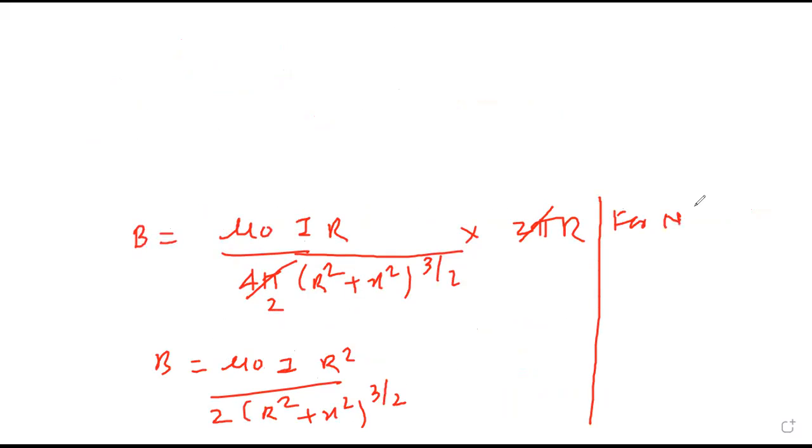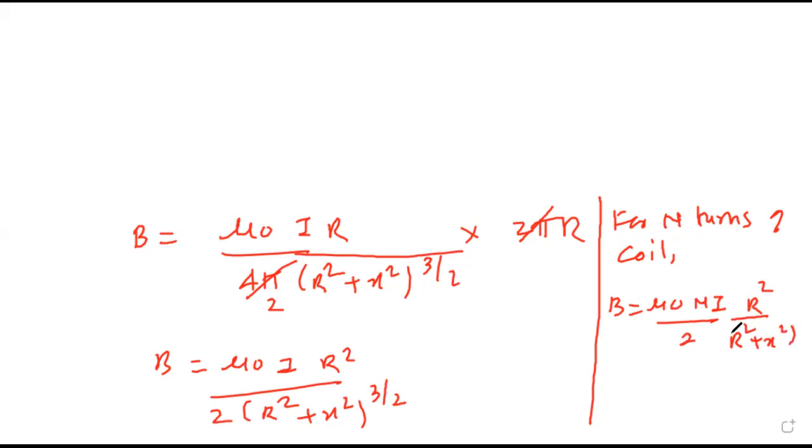For n turns of coil, B equals to mu naught N I upon 2 into r square upon r square plus x square raised to 3 by 2. So this is the expression for magnetic field at any point on the axis of a circular coil. Copy. Now till this.